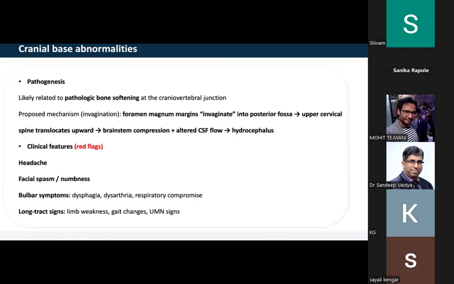This is most likely due to the softening of the bone and deformity at the CV junction. There's going to be upward translocation, and that can compress the brainstem and disrupt the CSF flow, which can lead to hydrocephalus.